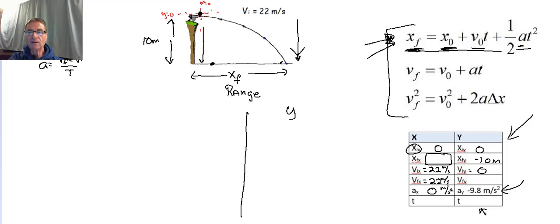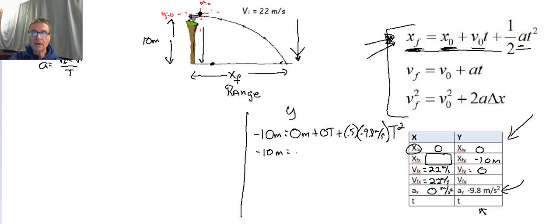So my final position is minus 10 meters equals my initial position, which is 0 meters, plus 0 times t, because my initial velocity in the y dimension is 0, plus 1/2 at squared, so negative 9.8 meters per second squared times t squared. Let's simplify this a little bit. Negative 10 meters is equal to negative 4.9 meters per second squared times t squared.